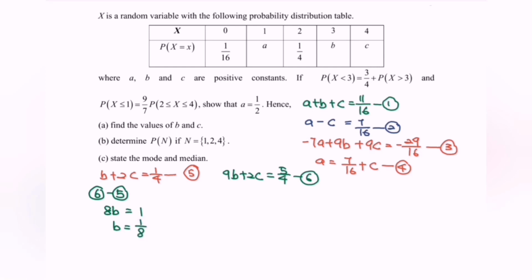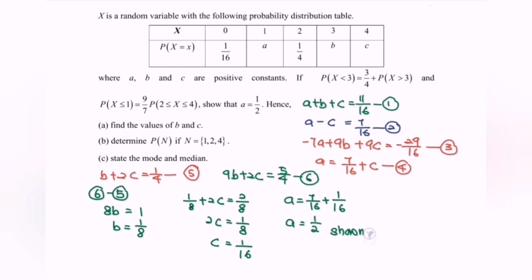Next, substitute the b into the fifth equation. So we will have 1 over 8 plus 2c is equal to 2 over 8. So 2c is equal to 1 over 8. So c will be equal to 1 over 16. Next, substitute the c into the fourth equation. So we will have a is equal to 7 over 16 plus 1 over 16. So a will be equal to 8 over 16, which is equal to 1 over 2. And we have already solved the situation.